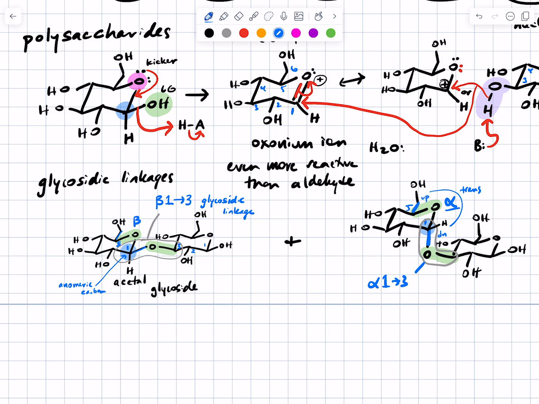Yeah, go ahead. So that one's alpha 1,3. Could it be like alpha 1,4 or alpha 1,2? Yes, you're seeing there's a ton of different independent combinations, right? It could be beta 1,3, beta 1,2, beta 1,4, beta 1,6. It could be alpha those as well. And in a longer polysaccharide, you could have all different types of those. What are those called? We just call them glycosidic linkages. Yes, it could be all kinds of different linkages.